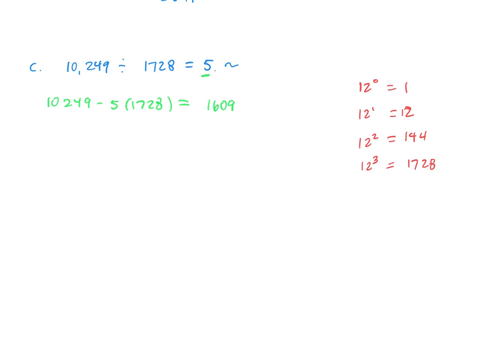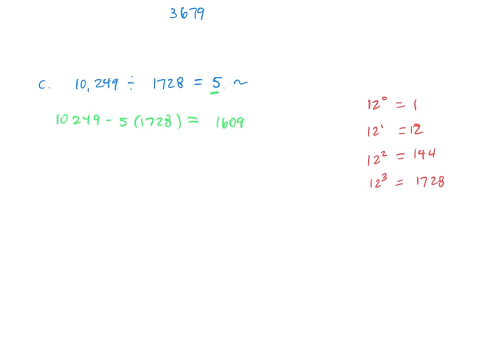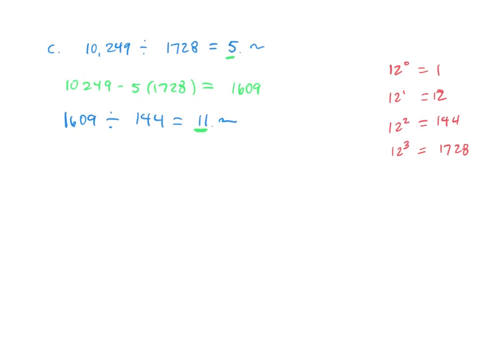And so we want to see how many of the next place value down is going to go in there. So we'll take that 1609, divide it by 144. And that is 11 point something. Again, we don't really care about that something, but the 11 is what's going to be important. And now we take the 1609 and subtract off the 11 144s. And that leaves a difference of 25.